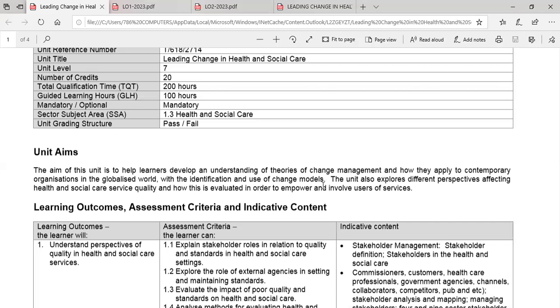So why are theories important? Because theories have been tried and tested and well researched. So they don't just come on their own. They have good backing of research. That is why we strive for understanding theory so much. You will also explore different perspectives that affect change and social care service quality and how it is evaluated to empower and involve the users of the service.